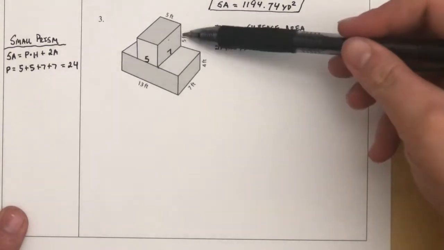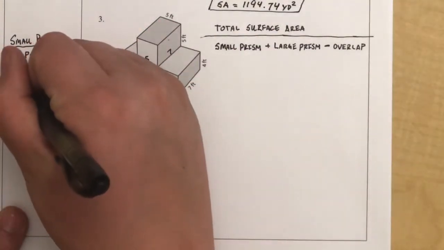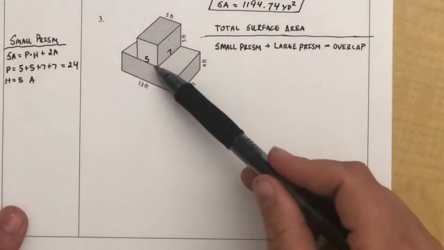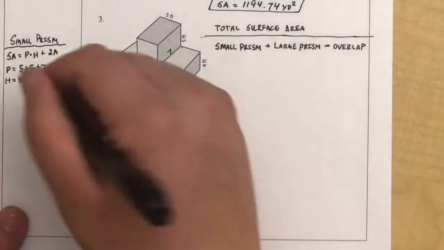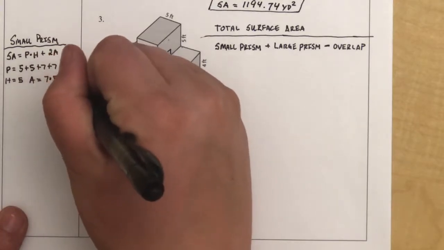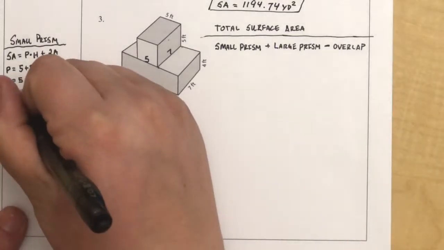I know that the smaller prism is 5 feet tall, so H is 5. And I know that the area is the length of the base times the width of the base, so 7 times 5, which is 35. So I have everything that I need to find the surface area. I'm going to just go ahead and plug it all in.